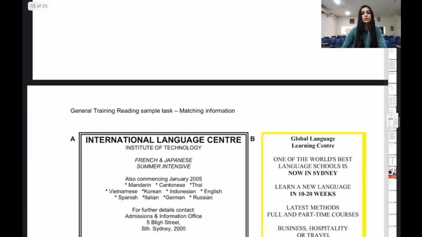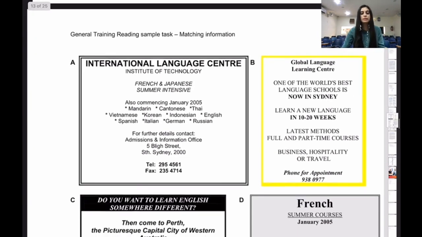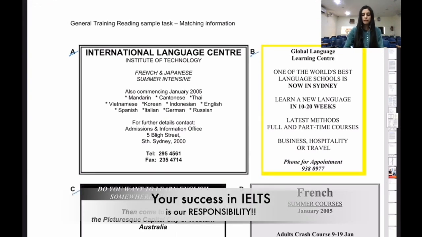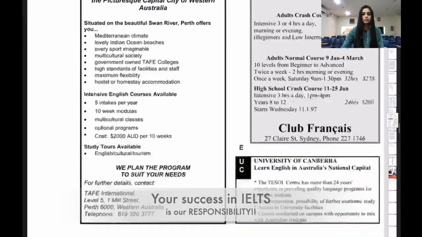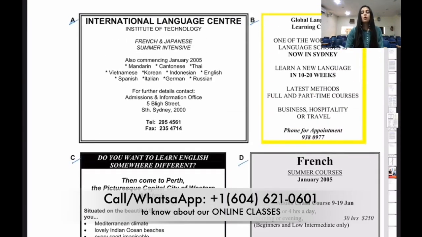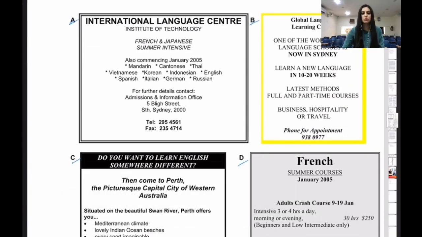Here the passage is a little different, not like the usual passages. We have paragraphs labeled A, B, C, D and E here, and each paragraph is in the form of an advertisement. So I would not recommend you guys to read all of it and then answer the question. That will lead you nowhere. You will instead waste your time.